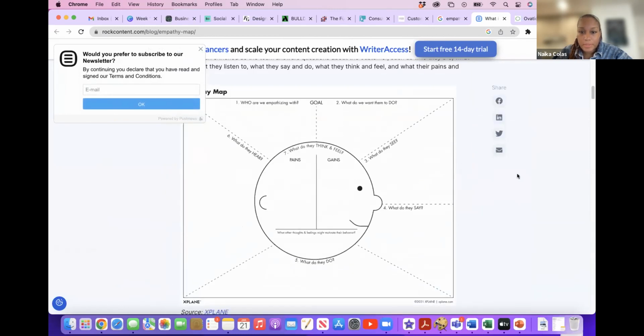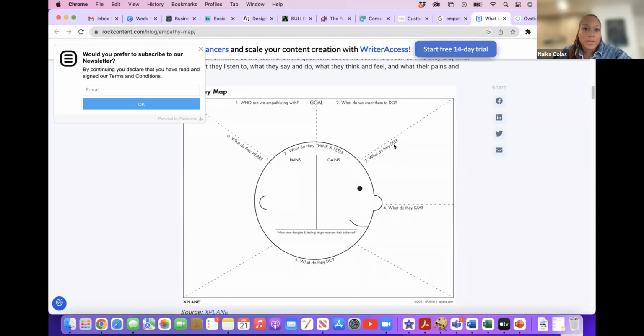Let me see if there's a completed one here. Okay, yep. So one would be, who are we empathizing with? Our consumers, what type of consumer? And then your goal. What do we want them to do? Do we want them to purchase our pieces from our site? Do we want them to interact with us more on social media? Do we want them to actually help us with brand awareness? So spread the word to other consumers.